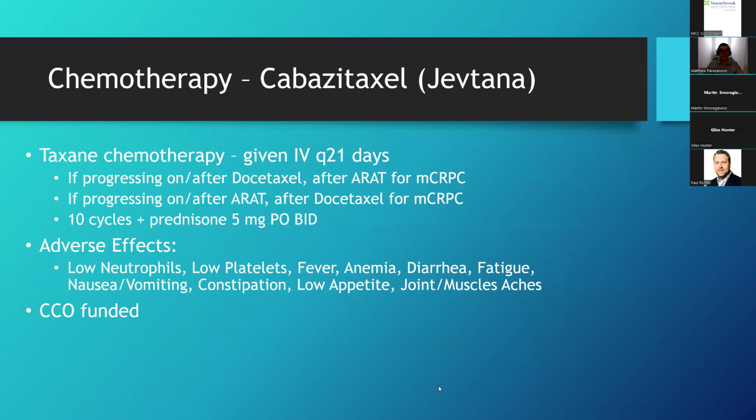Cabazitaxel, or Jevtana, is an additional taxane chemo, which is also every 21 days. Typically, where we look to considering rotation from docetaxel to cabazitaxel is if they're progressing on or after docetaxel, after ARAT for mCRPC, or if they're progressing on or after ARAT after docetaxel. So you can flip the two. 10 cycles plus prednisone twice daily. Side effect profile is quite similar.